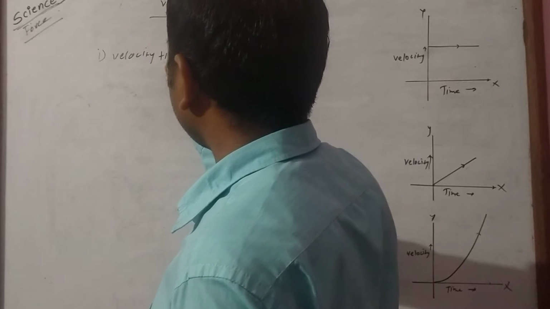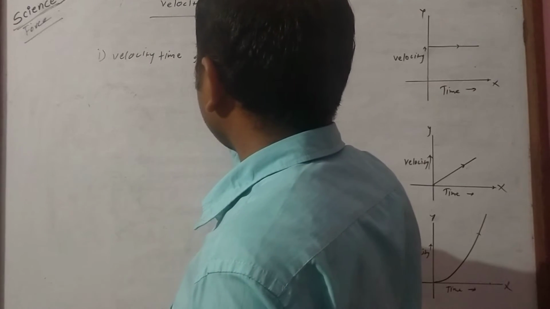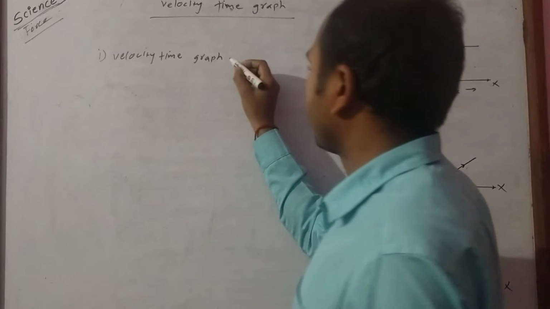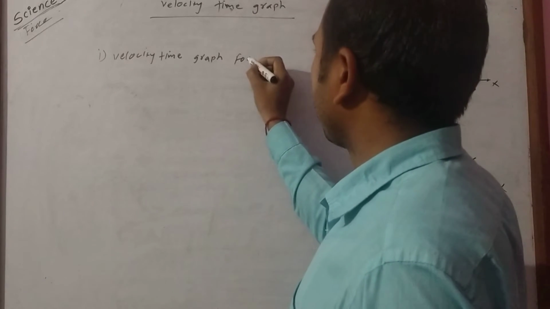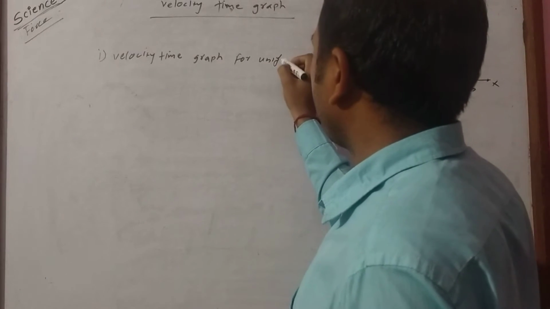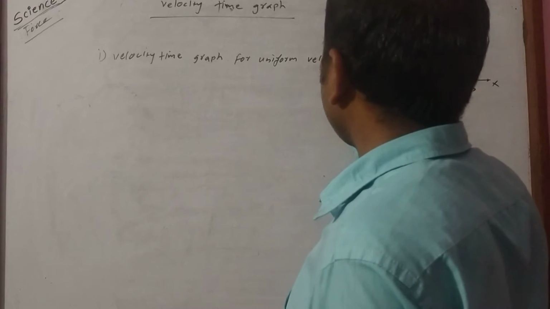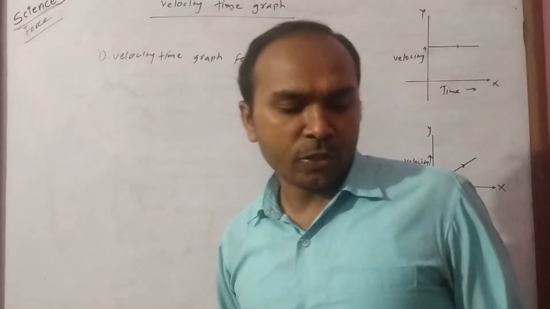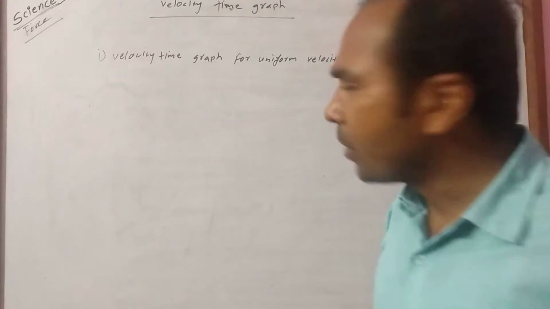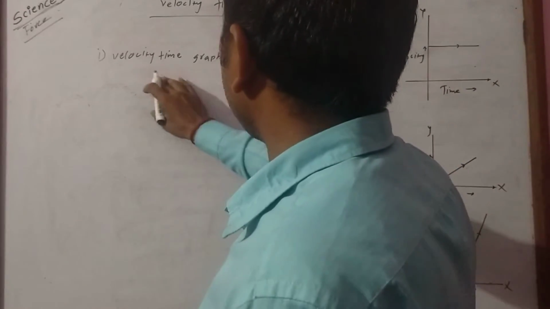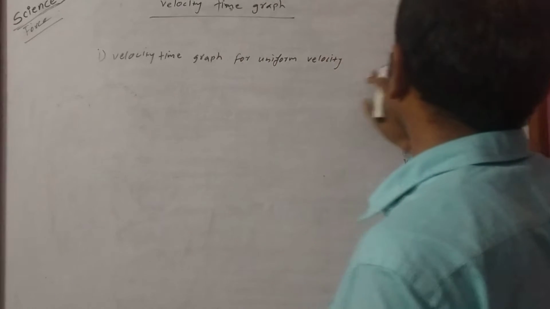This is the velocity time graph for uniform velocity. This is the velocity time graph for the uniform velocity.